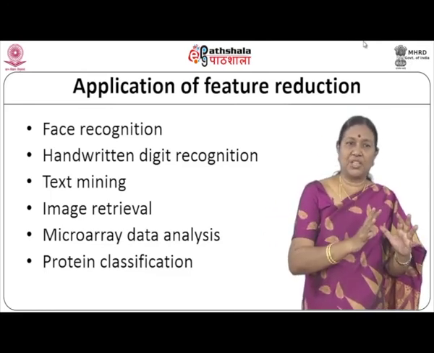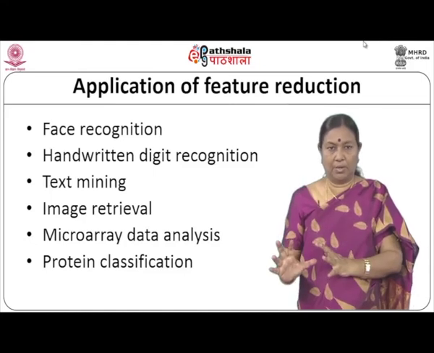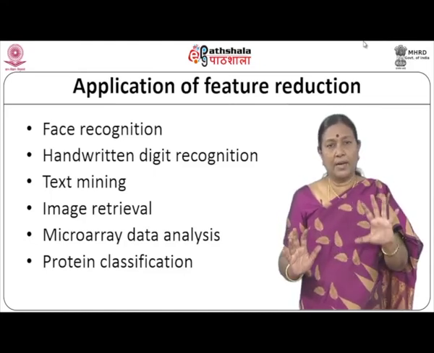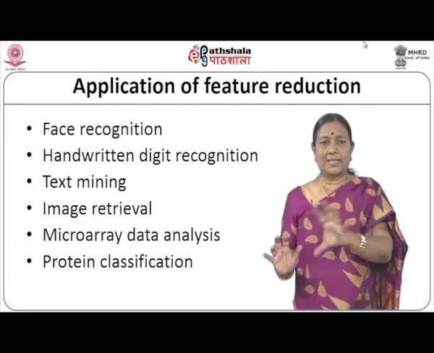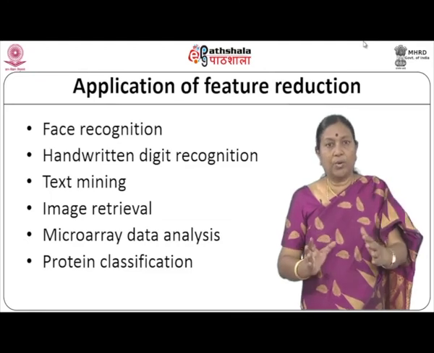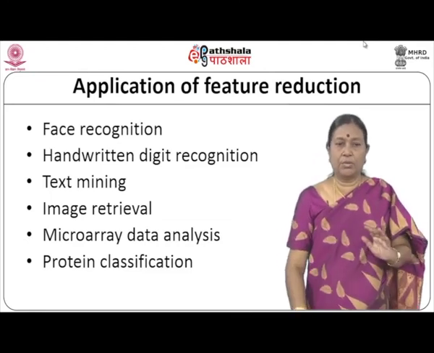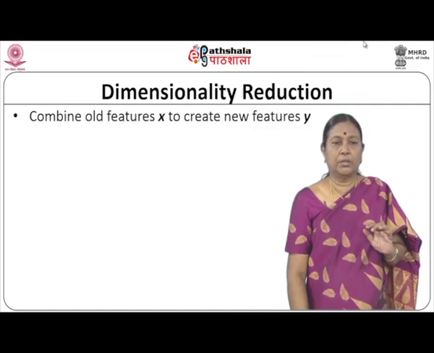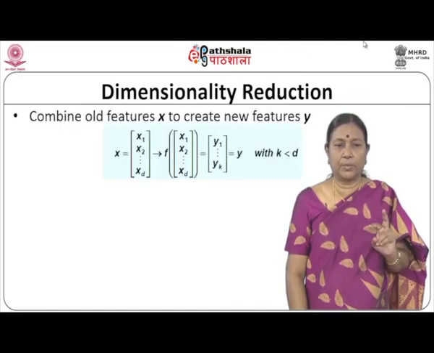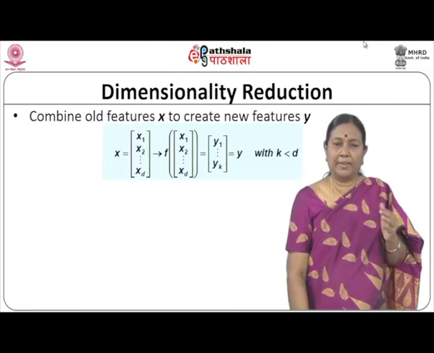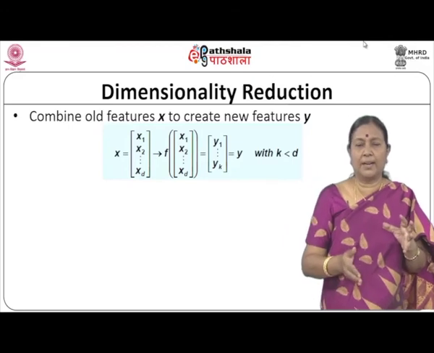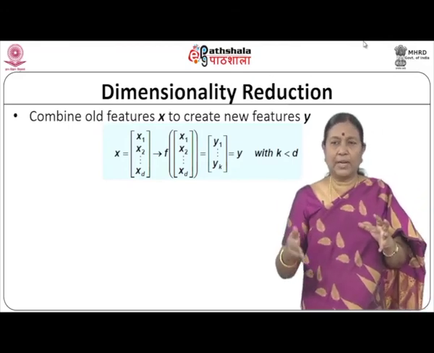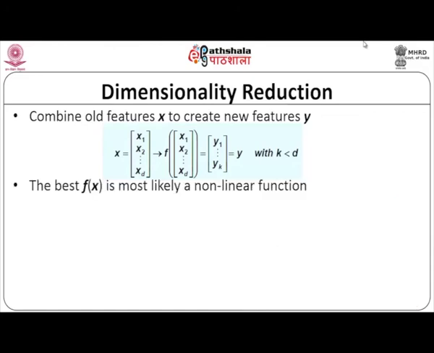So, from a high dimensional space you are converting into a low dimensional one. There are two methods in which you do this. One is to take all the original features and transform them into a lower dimension using some transformation, or from the original set only select some features. Those are the two methods that we use. So, combine all features x to create new features y. Take a function of the original d dimension and convert it such that you get only k dimensions where k is less than d. The best f of x is most likely a nonlinear function.